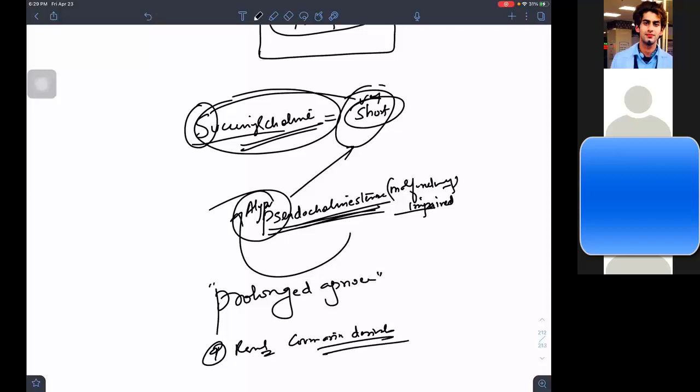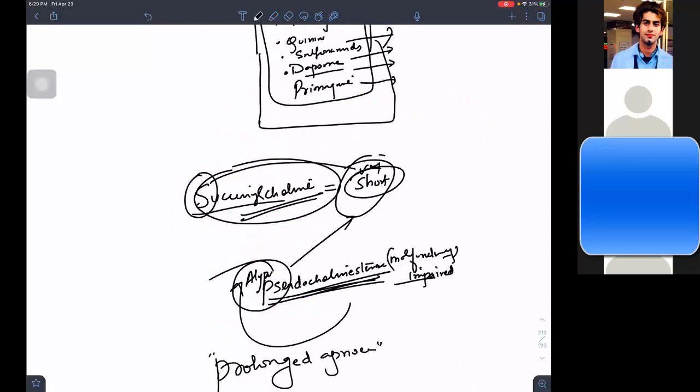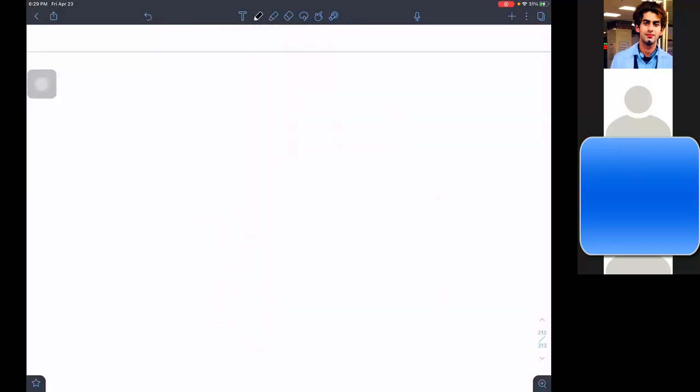So guys, is it clear? So this is pharmacogenetics. You have to remember at least that these populations have a different way of responding to a drug. Is it clear?